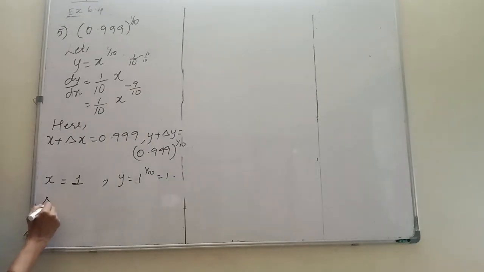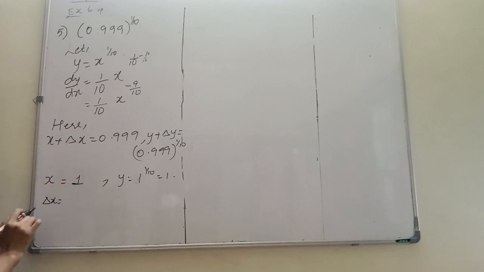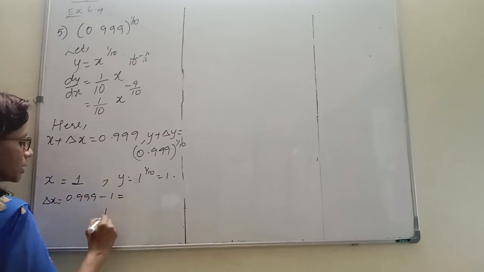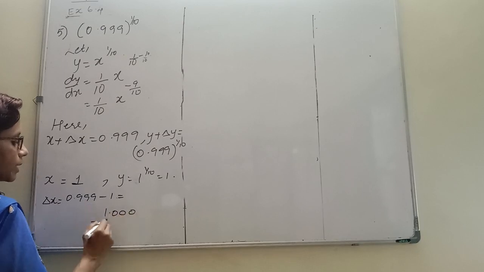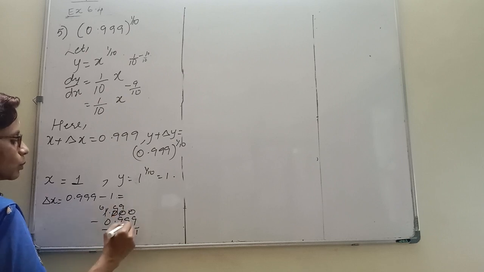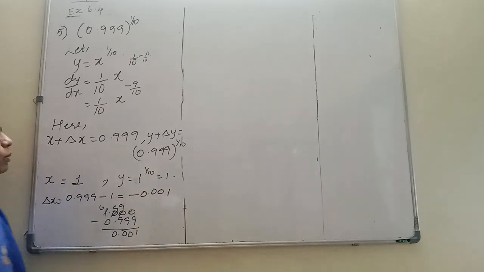So also delta x, which is x plus delta x minus 1. So 0.999 minus 1 we should find. How do we find? 1 minus 0.999. Let's find it. 10, 9, 10, 9, 10, 1 and 0, 0, 0. So minus 0.001. That's our value of delta x.